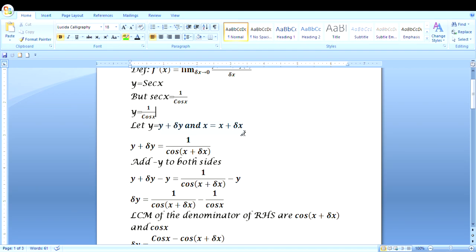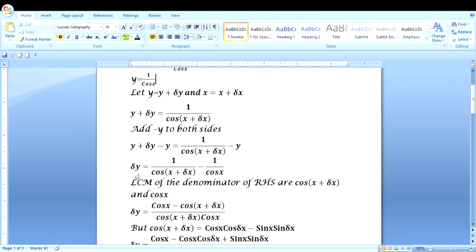So here we look at our function. We see this becomes y plus delta y is equal to 1 over cos of x plus delta x. Now we are looking for only delta y here. We need to move y to the right-hand side by adding minus y to both sides, so this becomes y plus delta y minus y is equal to 1 divided by cos of x plus delta x, minus y. So delta y is equal to 1 over cos of x plus delta x minus y, because y here is simply 1 over cos x, so we replace it with the equivalent expression.